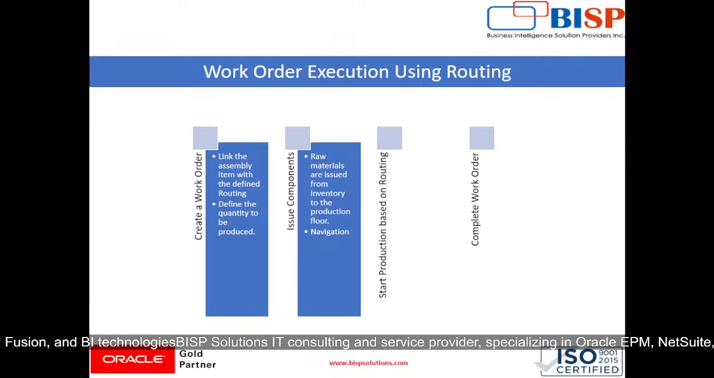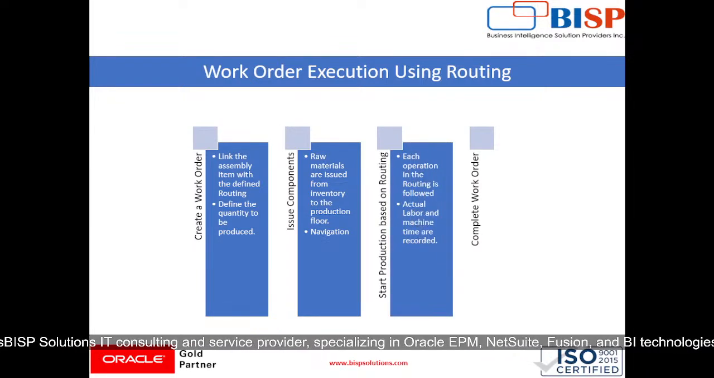and then we navigate to Transactions. Under Transactions, Manufacturing is there, and under Manufacturing, Issue Components is there. Next in step 3, each operation in the routing is followed, and actual labor and machine time are recorded.